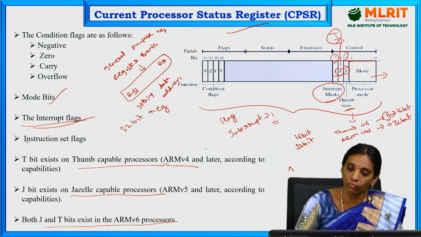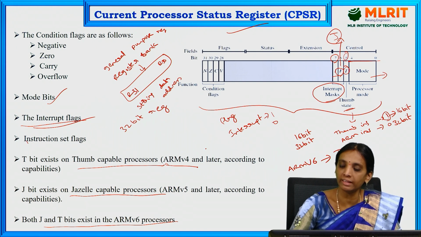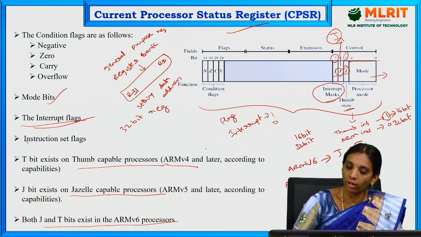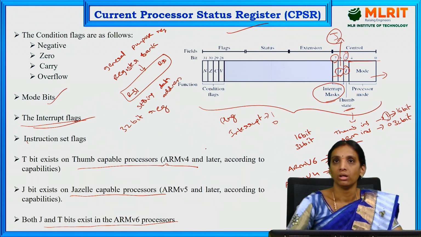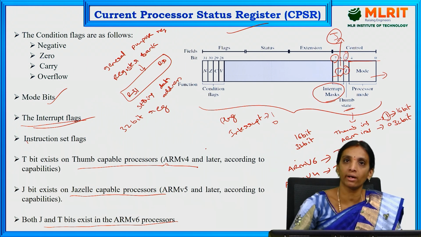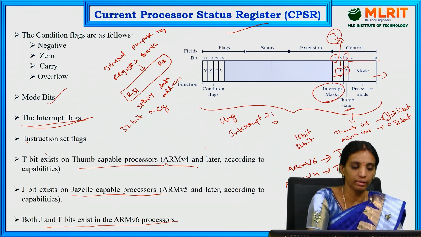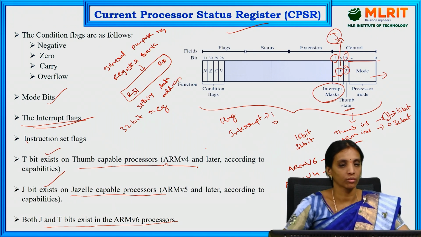So from ARM V6 onwards, we have both J and T. From ARM V4 onwards, we have the T bit. From ARM V5 onwards, we have the J bit. For previous versions, we do not have the possibility for the T bit and J bit. So this is about the current program status register.